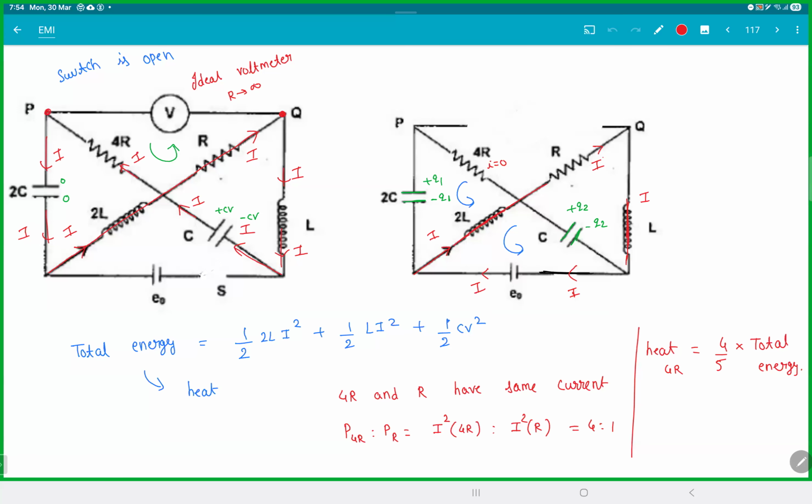They can even ask you the ratio of power. Since the current is same in 4R and this R, the power will be in the ratio of 4:1.